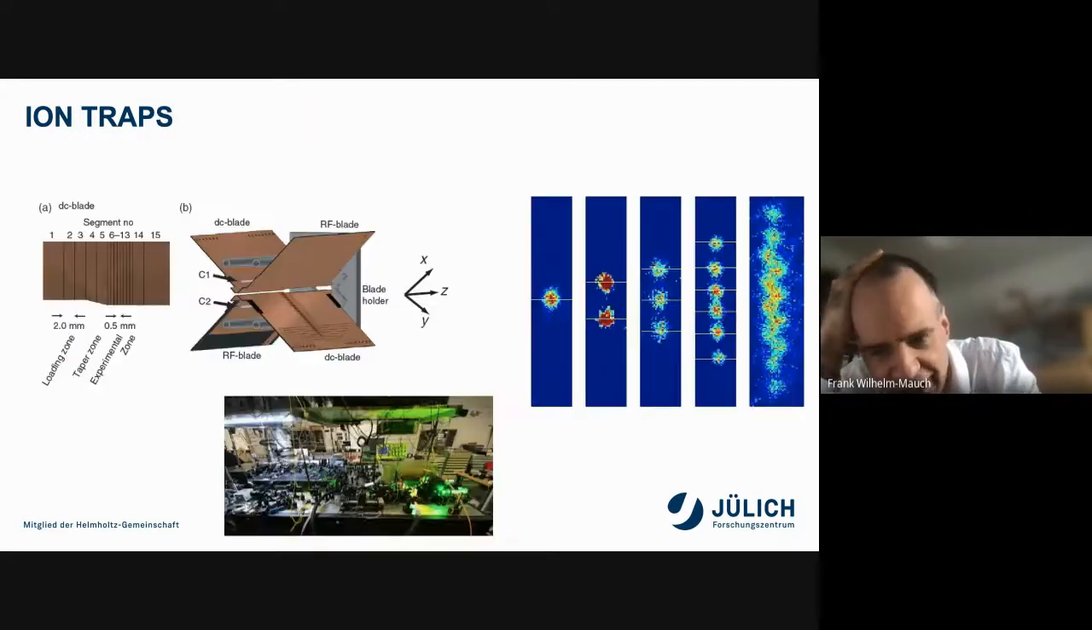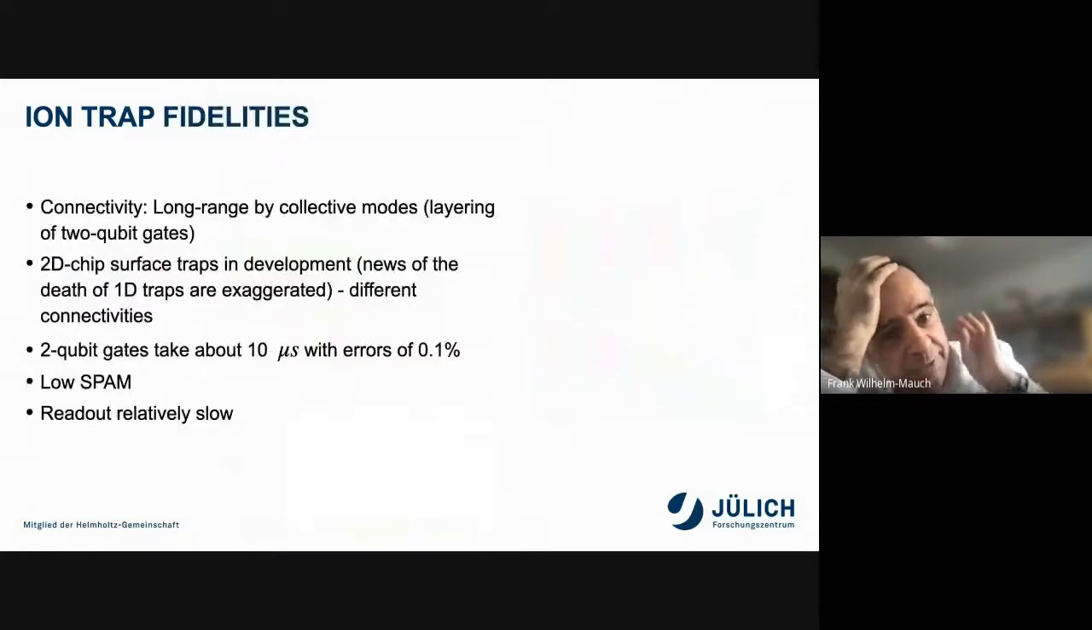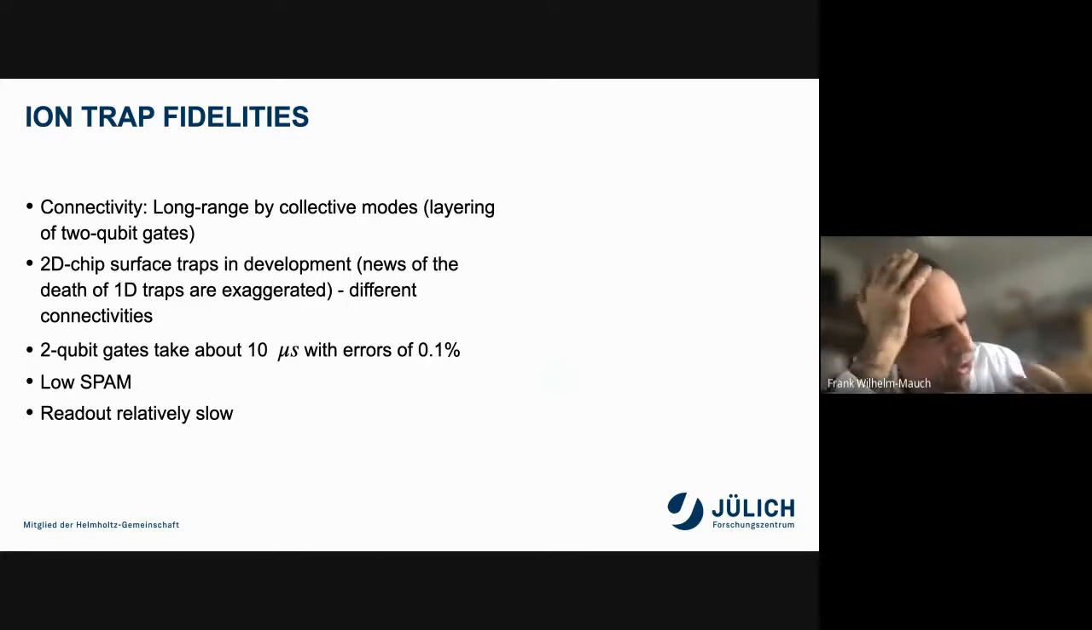So even though these are 1D strings, within the string they have long-range connectivity because they're connected by collective modes. So the optical picture there is a bit misleading. They work on 2D surface traps. I think 10 years ago already people said that 1D traps where you have one string are dead. This was clearly exaggerated.